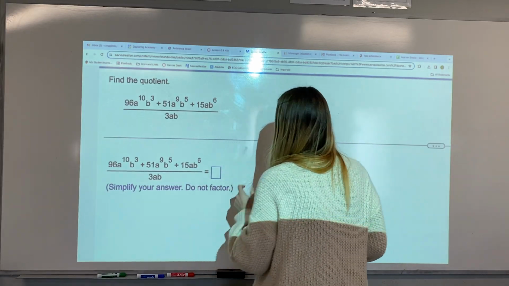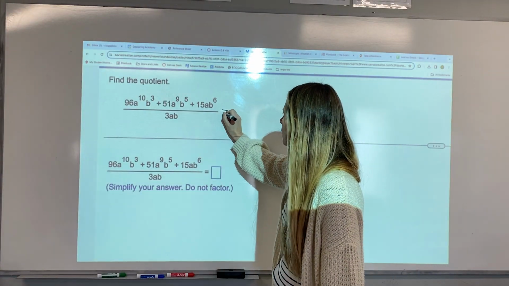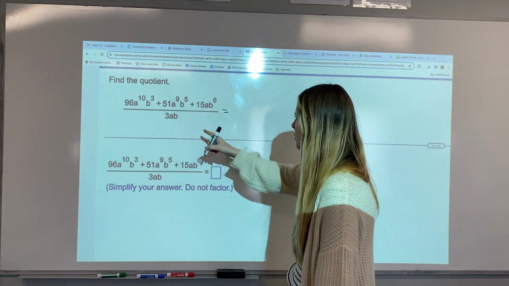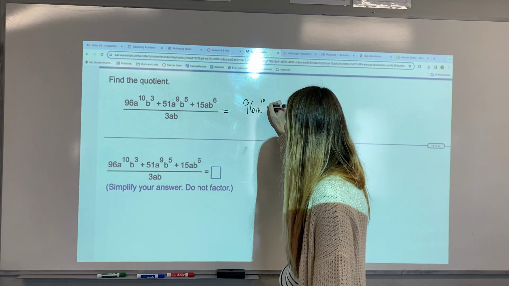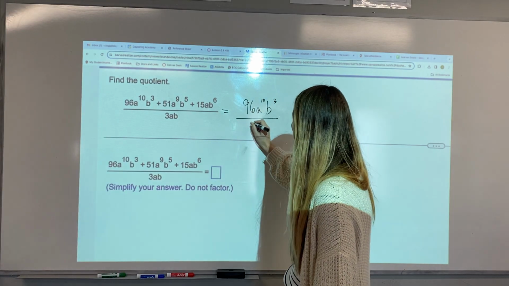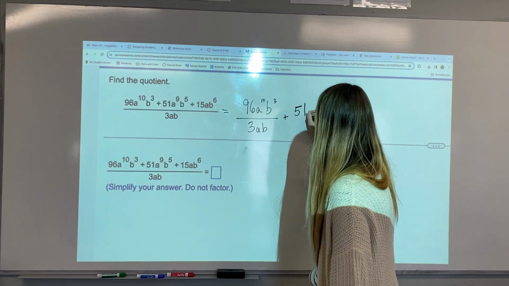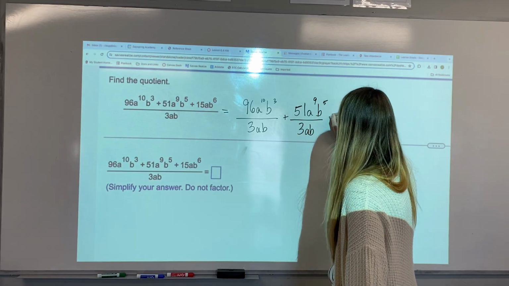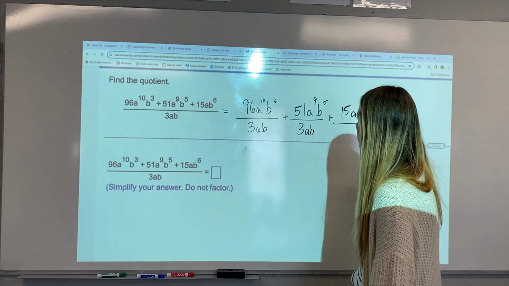All right, we've got one that looks a lot more complicated. What's the first step? We divide each term by the monomial, or by the divisor. Very good, Abby. 96a to the 10th, b to the 3rd, over 3ab, plus 51a to the 9th, b to the 5th, divided by 3ab, plus 15a b to the 6th, divided by 3ab.